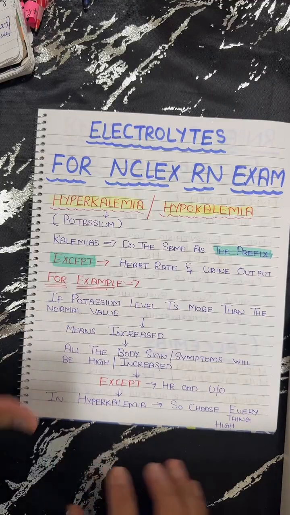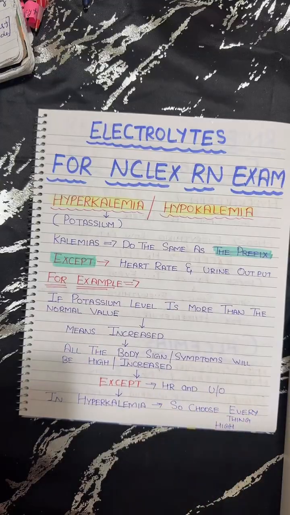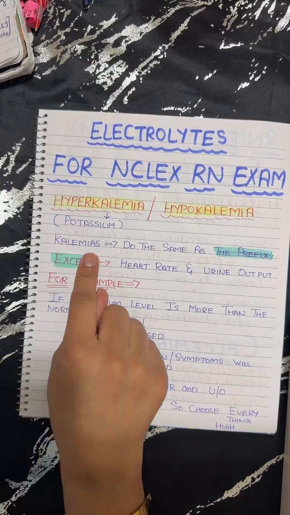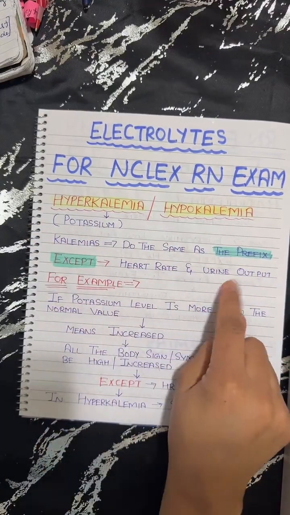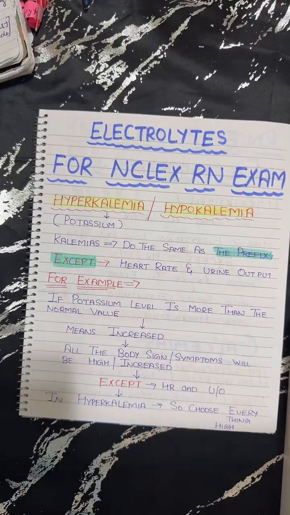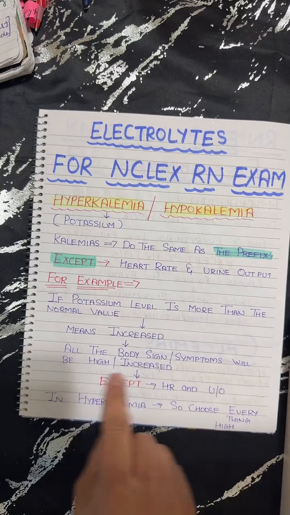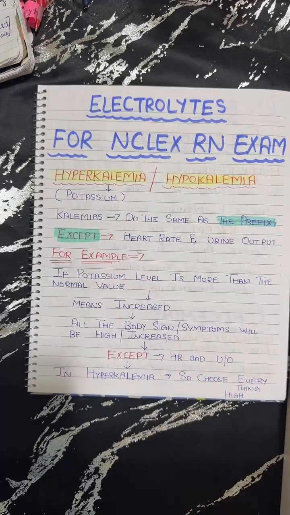So this is hyperkalemia or hypokalemia. If you don't know the signs and symptoms, just follow the rule: the kalemias do the same as the prefix, except heart rate and urine output. For example, if the potassium level is more than the normal value, meaning increased, all the body signs and symptoms will be high or increased, except heart rate and urine output.